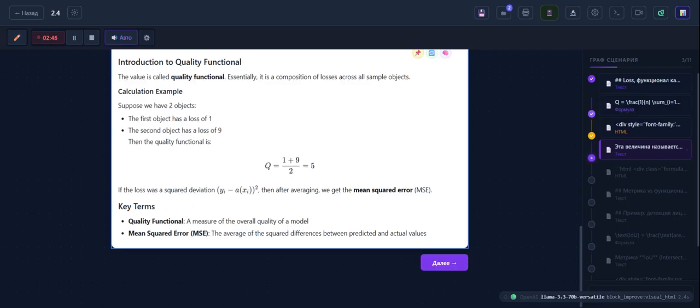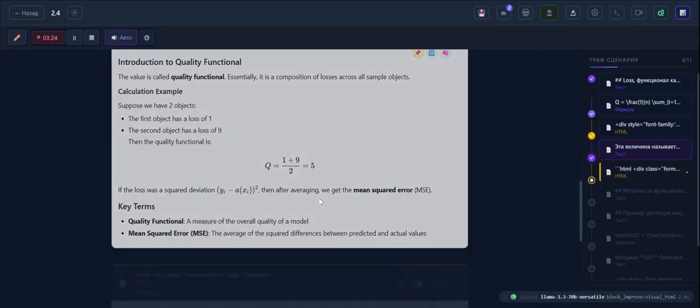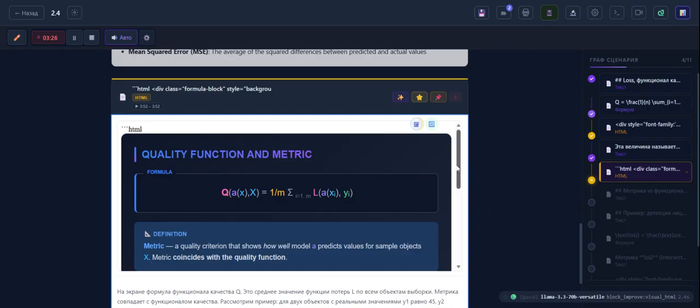And if we used square deviation within our loss function, then after averaging, we will get something that is called mean squared error. And this is something that we have to remember carefully. So key terms from here: quality functional, a measure of the overall quality of the model, and mean squared error, MSE, the average of the squared differences between predicted and actual values. So it's pretty easy stuff.